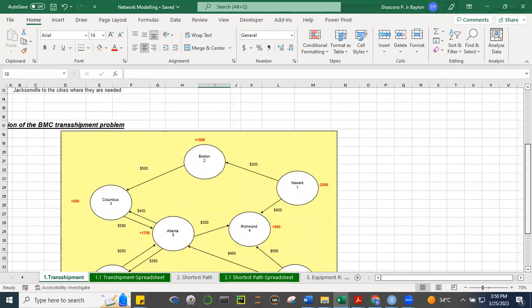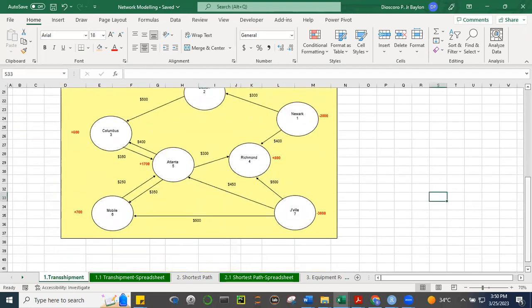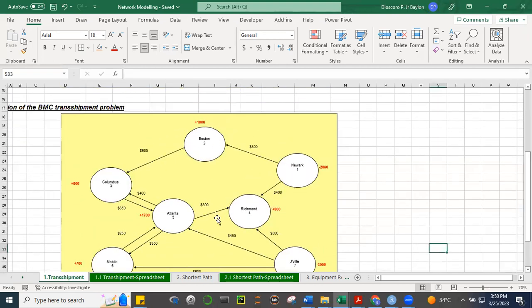Okay, so the objective is, how do we now distribute? How will the distribution be done so that we can minimize the cost? Because these figures here are cost figures.